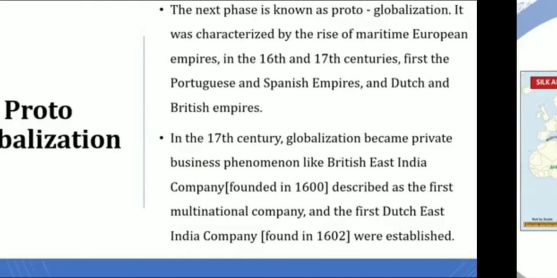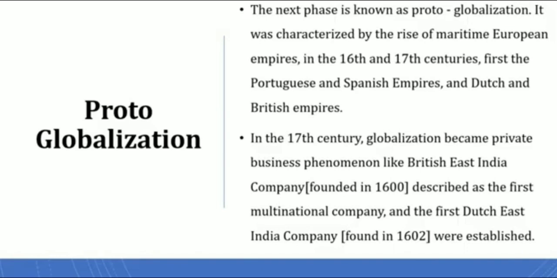Are you clear? Next one, proto-globalization. What do you understand about this proto? The next phase, the second stage, is proto-globalization. Next to archaic globalization, it is the second stage. Okay. It happened during the 16th and 17th century. In the 16th century, the Portuguese and Spanish Empires had this globalization. And in the 17th century, the Dutch and the British Empire had this globalization. So many European empires characterized this globalization.